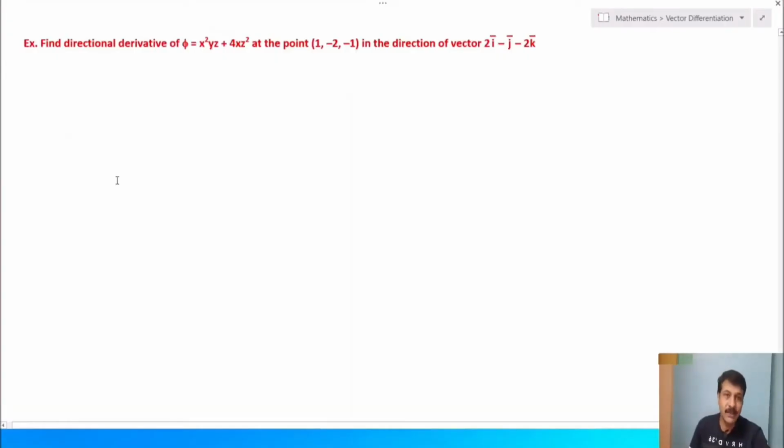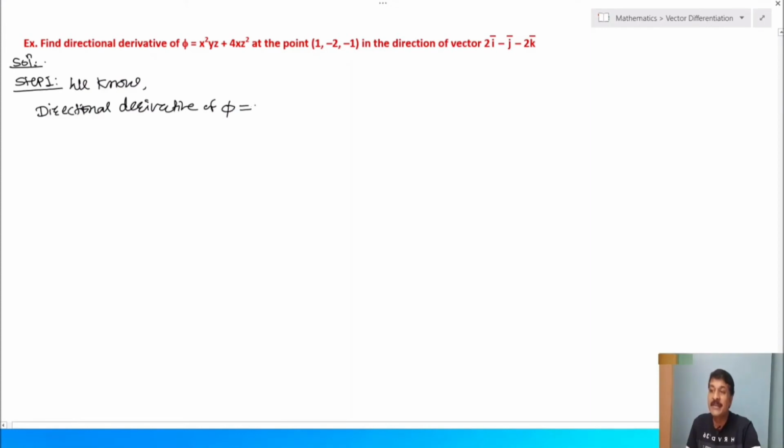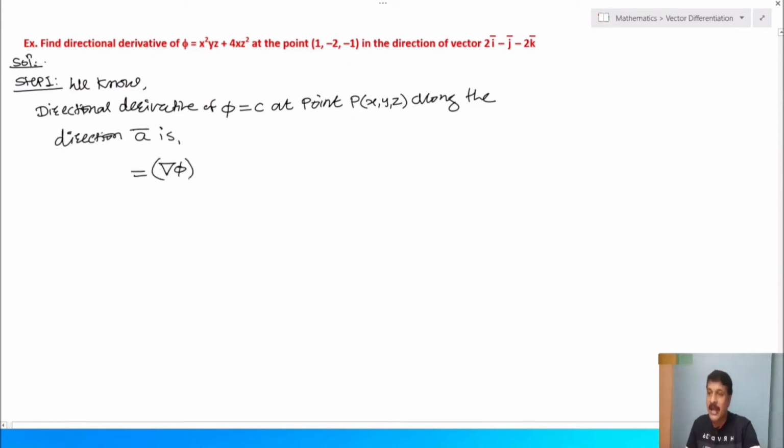Consider one example on the directional derivative. Find the directional derivative of phi equal to x square yz plus 4xz square at the point 1, minus 2, minus 1 in the direction of vector 2i minus j minus 2k. So how to find the directional derivative? Solution: in step number 1 you declare the formula. What we know: directional derivative of phi equal to c at point P along the direction vector A is equal to del phi at point P dot A cap. So this is the first formula, equation number 1.